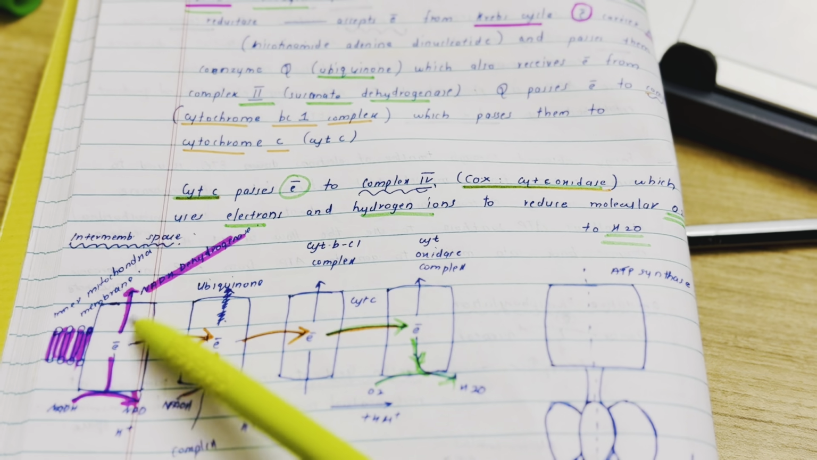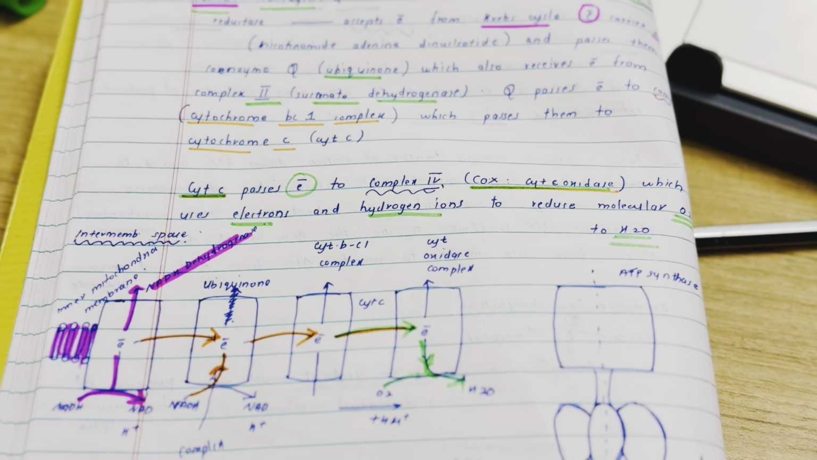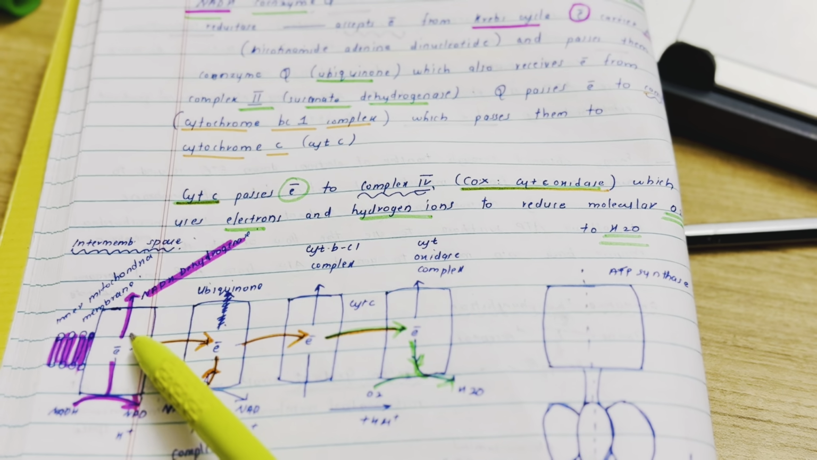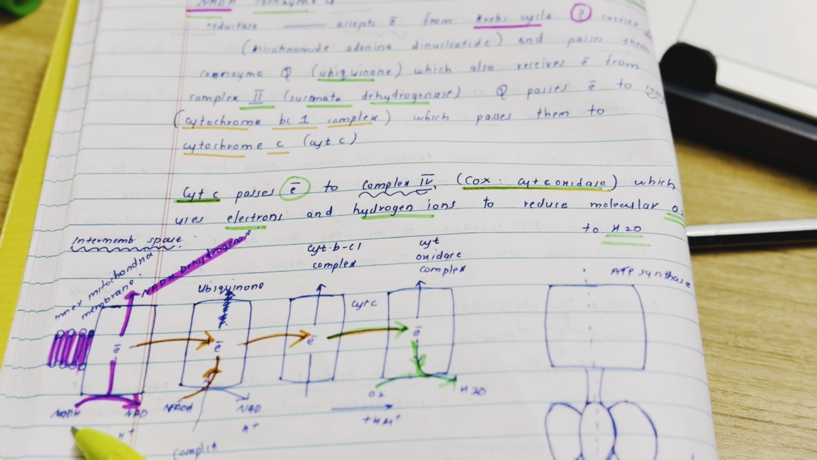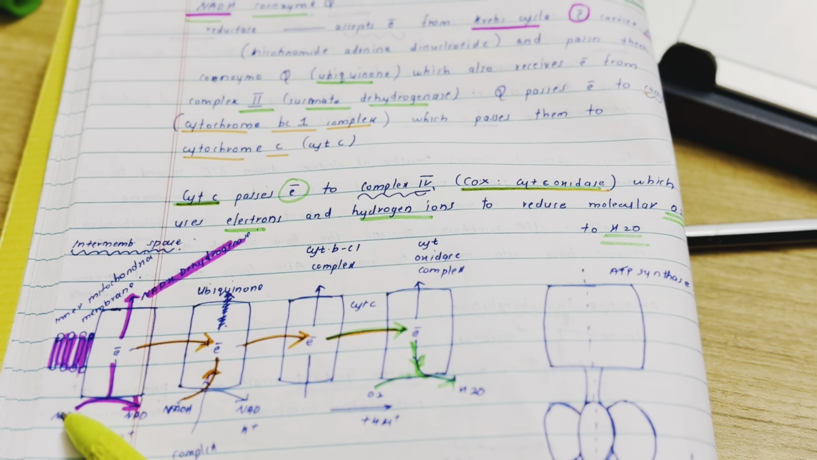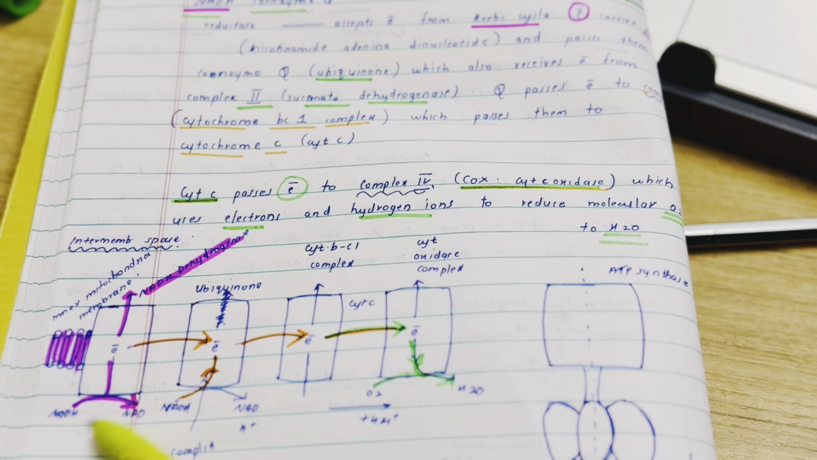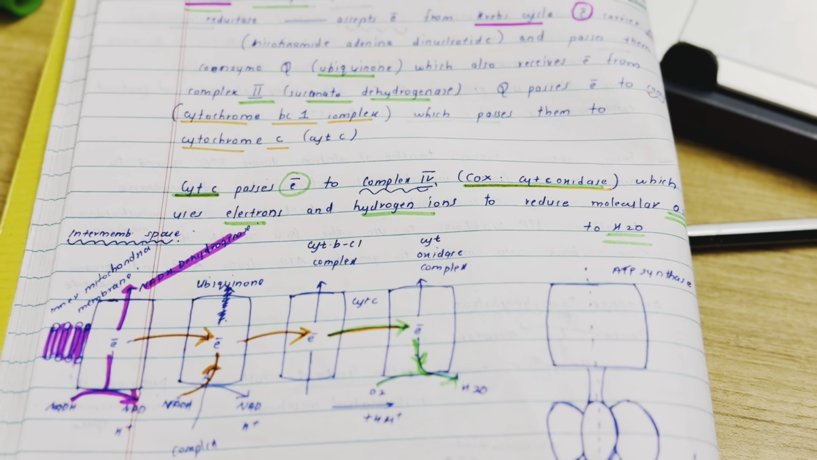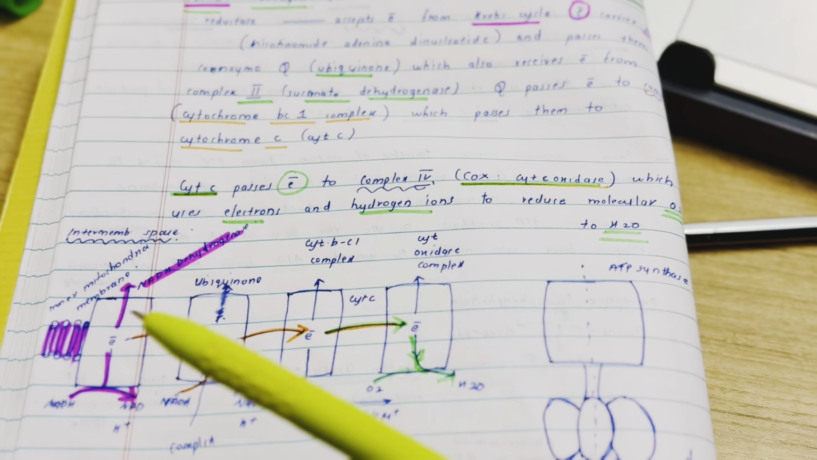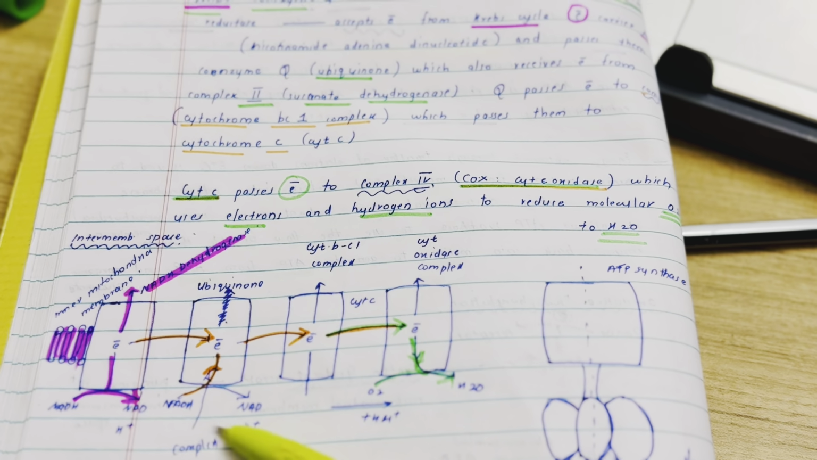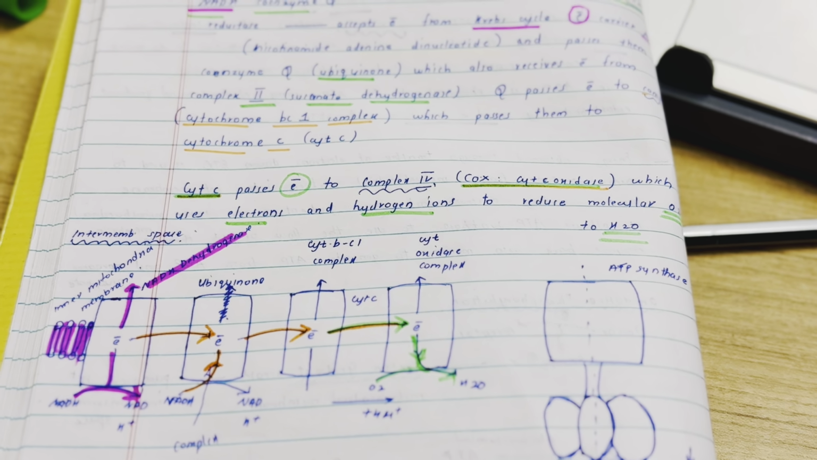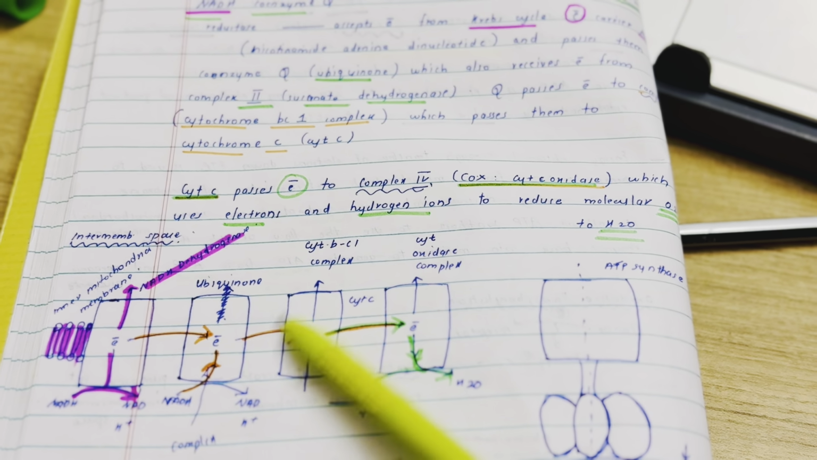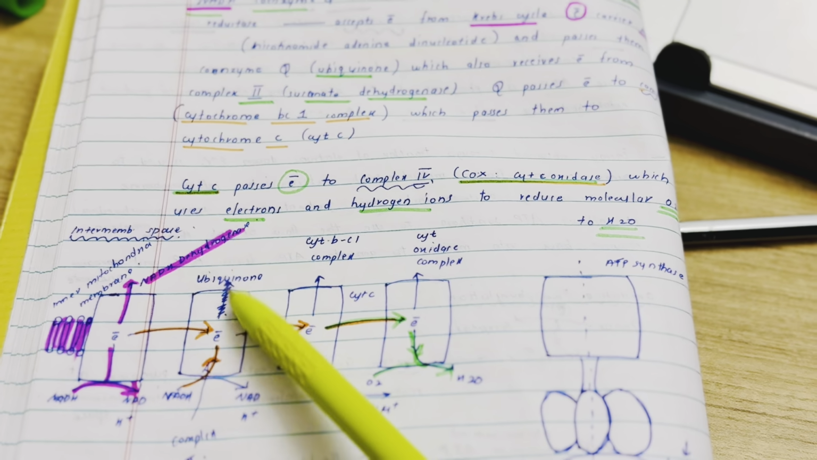Complex 1, NADH coenzyme Q reductase, will accept electrons from the Krebs cycle, but the electrons from the Krebs cycle are carried here by NADH. NADH is the carrier here. NADH is nothing but nicotinamide adenine dinucleotide, right? And then complex 2 is nothing but succinate dehydrogenase. This succinate dehydrogenase and complex 1 will pass electrons to coenzyme Q, which is the ubiquinone.